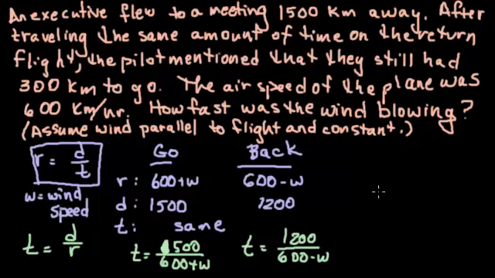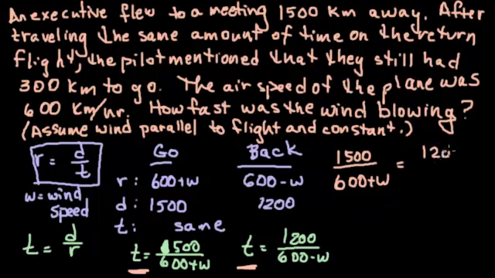Alright, I'm going to go over here and put these two equations together because these two t's are the same. And that is the key to solving these problems. Figure out what is the same and equate those two. So since these two times are the same, I can say that 1,500 over 600 plus W equals 1,200 over 600 minus W. And once I have this, then I just have a little algebraic manipulation to do.